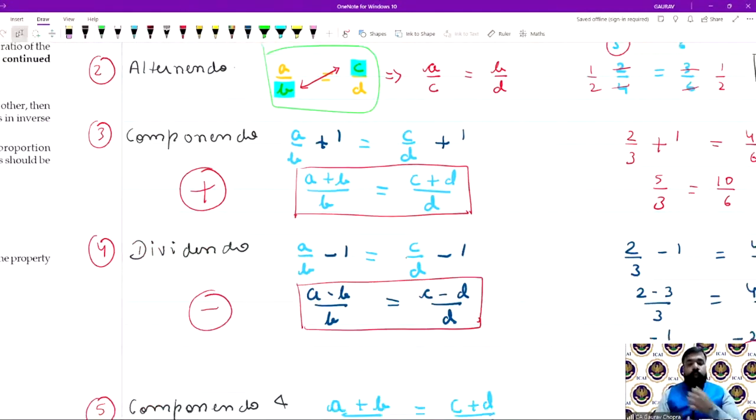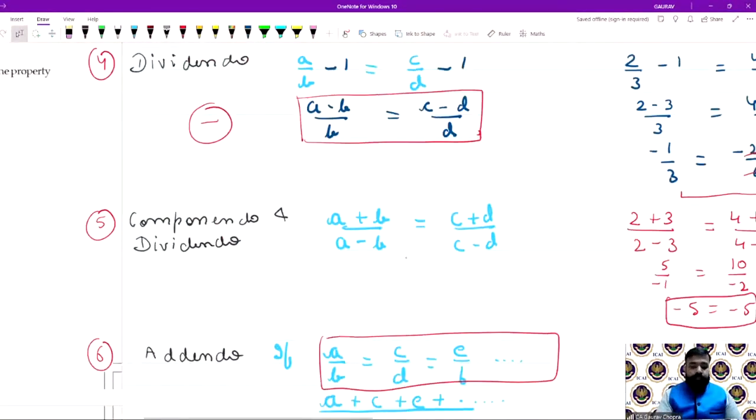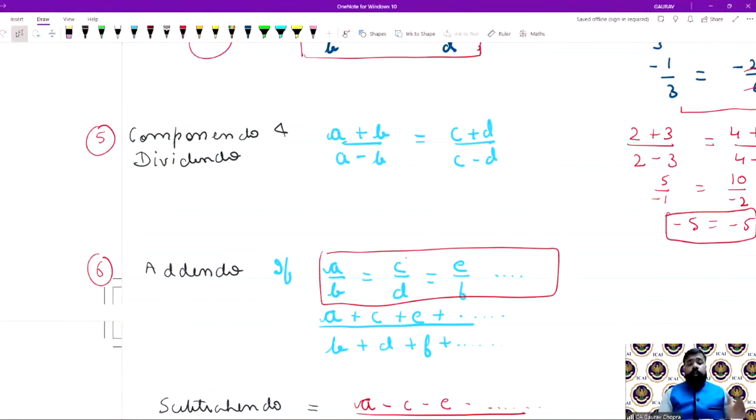Third was componendo. Componendo mein humne dono taraf 1 add kiya. So it becomes A plus B by B is equal to C plus D by D. Fourth had dividendo, is bar humne minus 1 kiya from both the sides and still the ratios are equal. So A minus B by B is equal to C minus D by D. Then fifth mein humne dono ko saath apply kiya, componendo as well as dividendo. So numerator mein plus, denominator mein minus. So A plus B upon A minus B equal to C plus D upon C minus D.